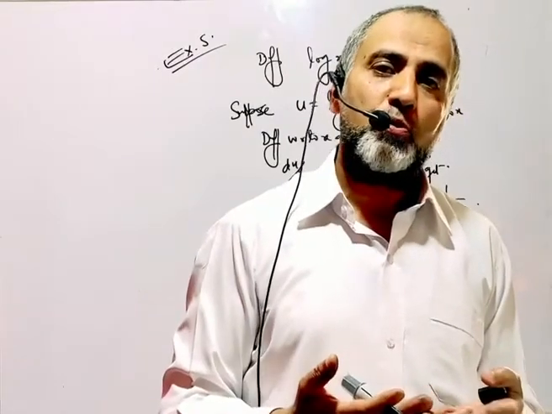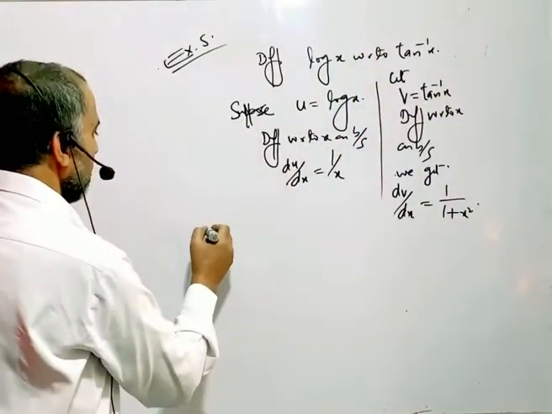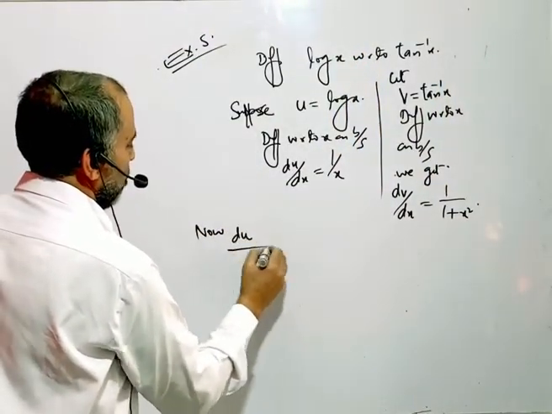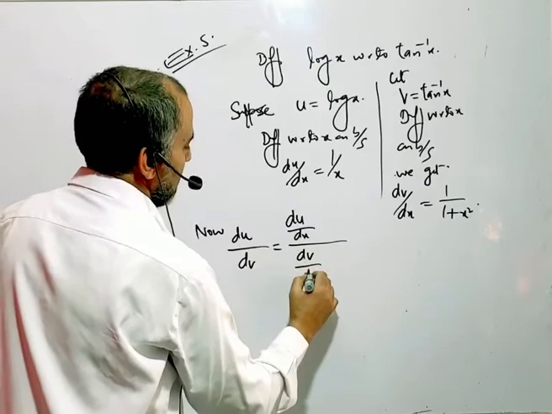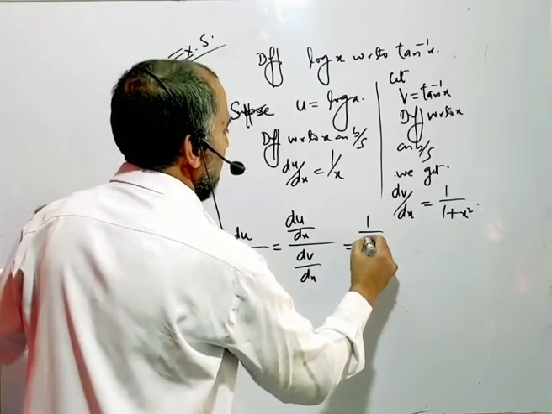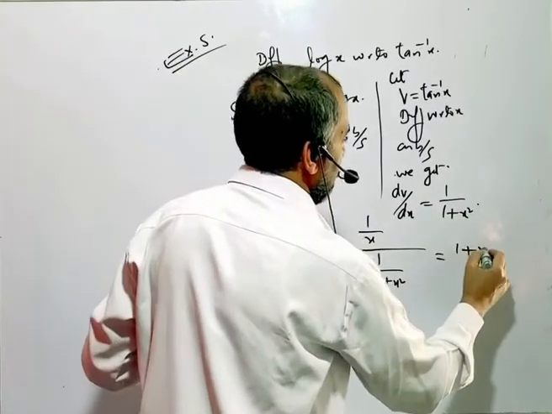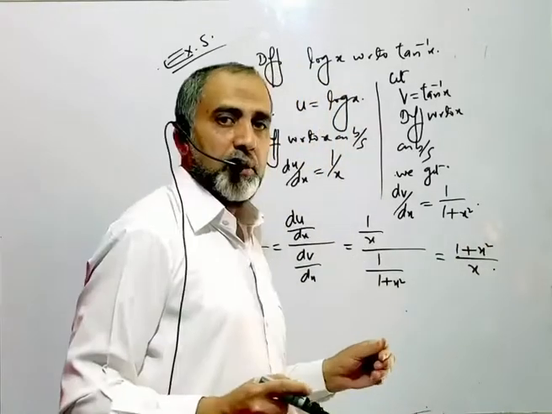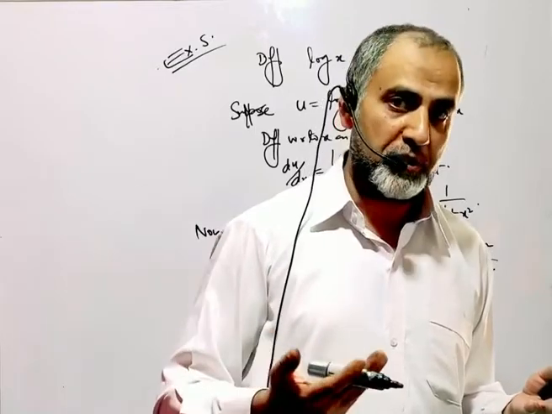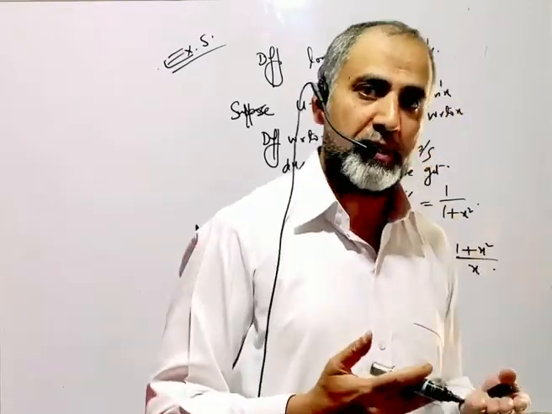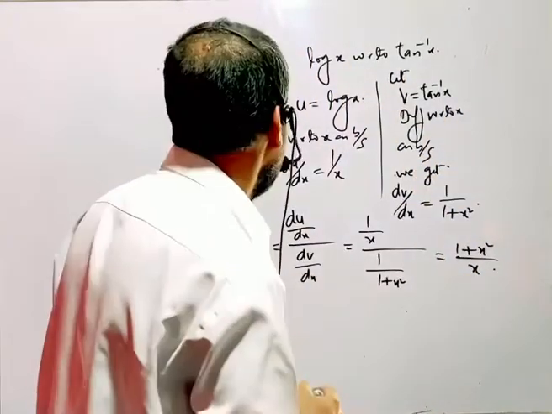Now we'll combine the two. We'll get du by dv. कैसे? du by dx whole divided by dv by dx. As usual, du by dv is equal to du by dx upon dv by dx. आप देखिए du by dx that's 1 upon x divided by 1 upon 1 plus x square. इसको ऊपर चढ़ा के रिजल्ट आएगा, this is the derivative of log of x with respect to tangent inverse x. What is that result? That's 1 plus x square divided by x. That is the rate of change of log of x with respect to tangent inverse x. आप कॉपी कीजिए.